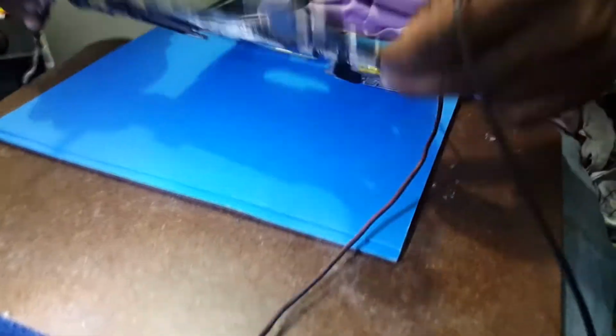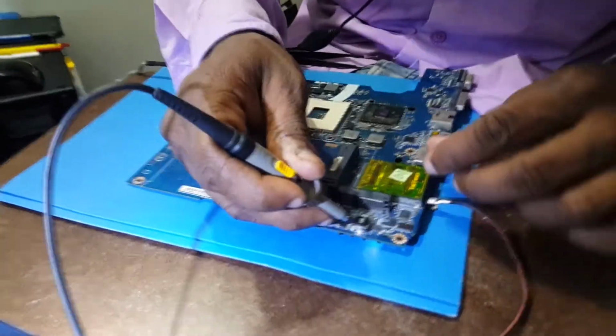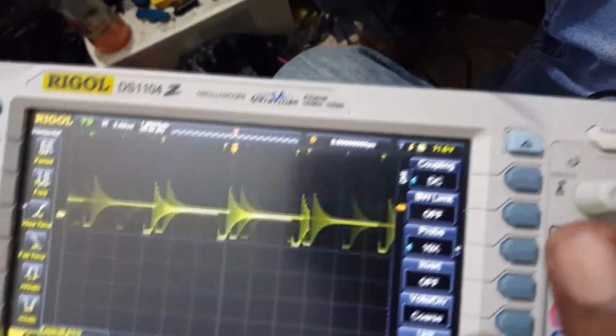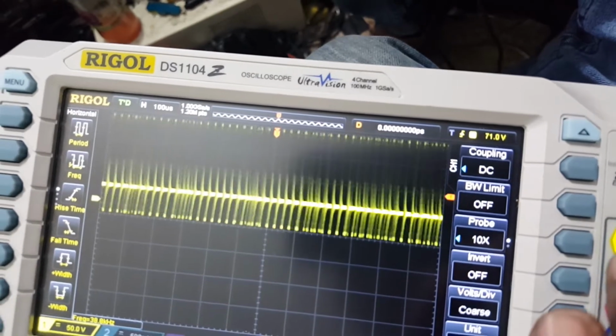Alright, the board is on. Okay, I like that. The touchpad. We're going to check. See, look at that noise. So we have more noise. Turn it down for me, turn it up. Alright, turn it up now. Good. So this is it.